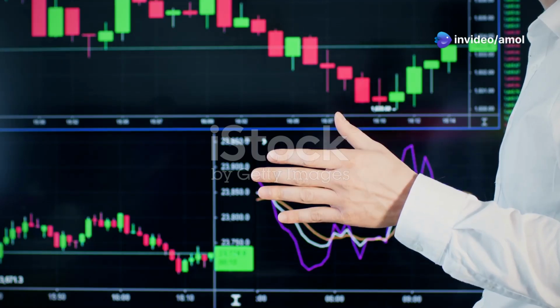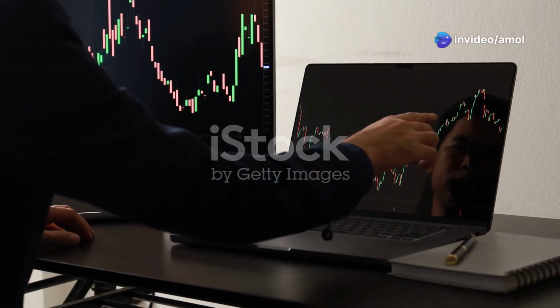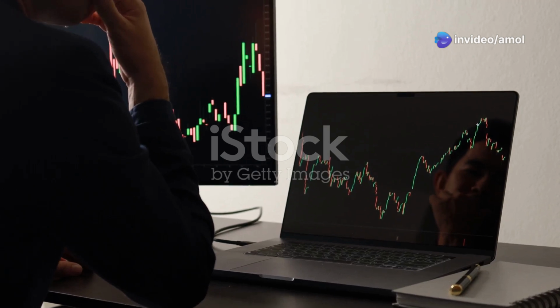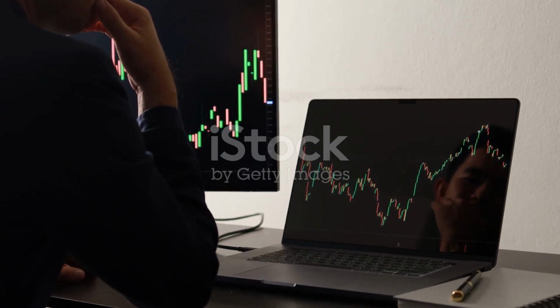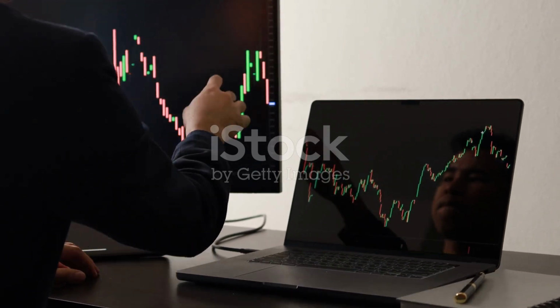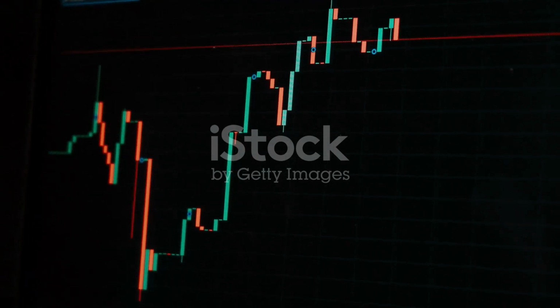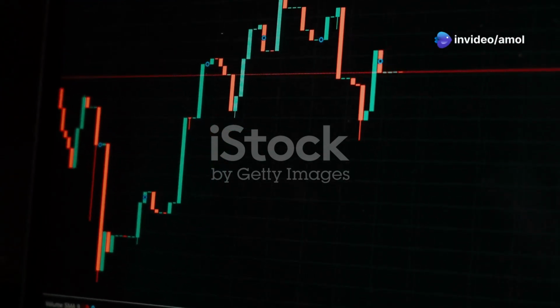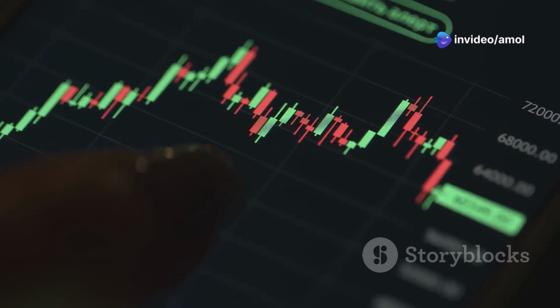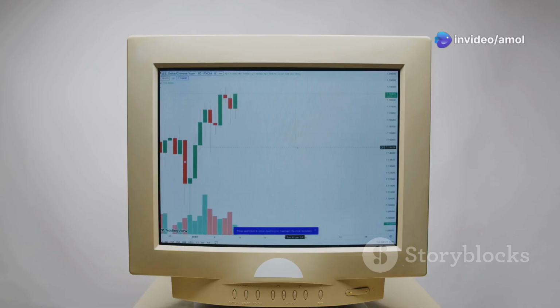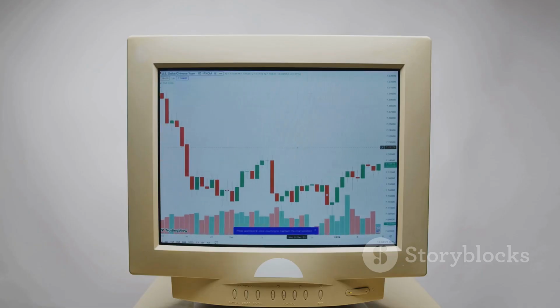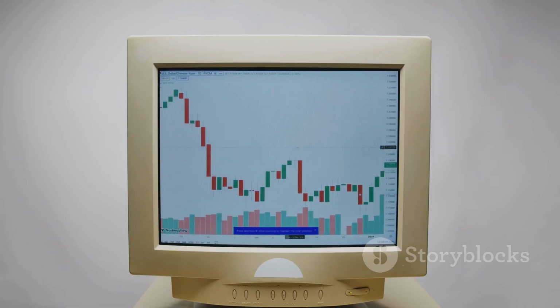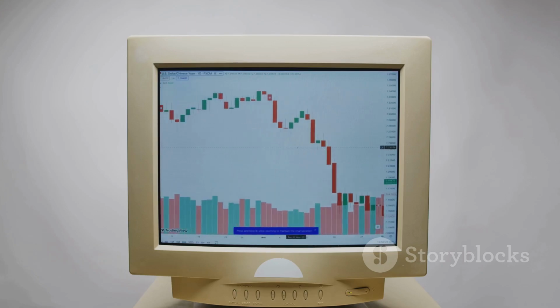Alright, now let's talk about support and resistance levels. These are like invisible barriers on a chart that can give you clues about where a stock's price might reverse or break out. Support is the price level where a stock tends to find buying interest and bounce back up from. It's like a floor that prevents the price from falling further. Imagine a trampoline. When the price drops to a support level, it's like hitting that trampoline and bouncing back up.